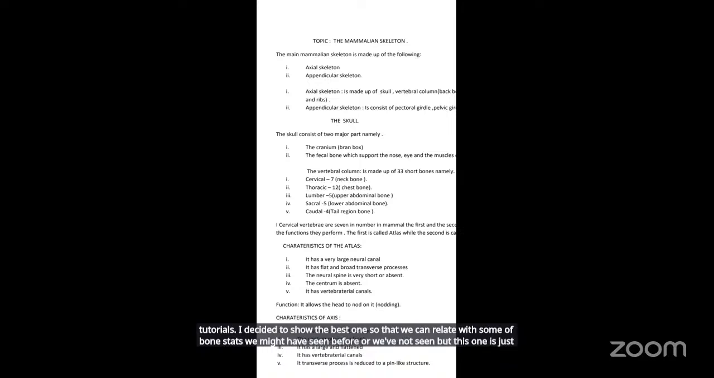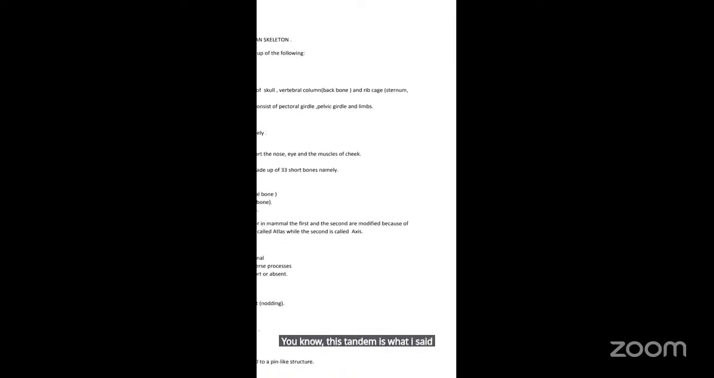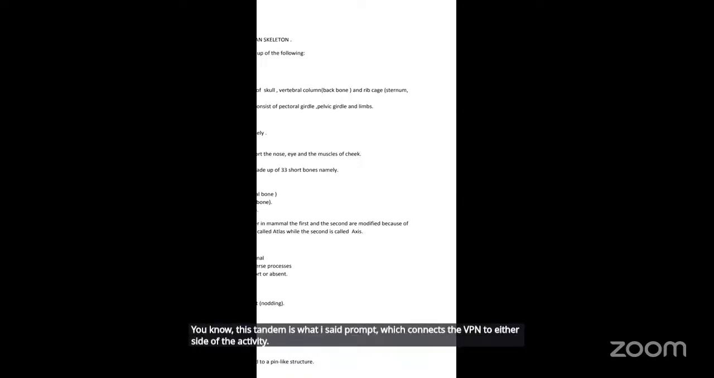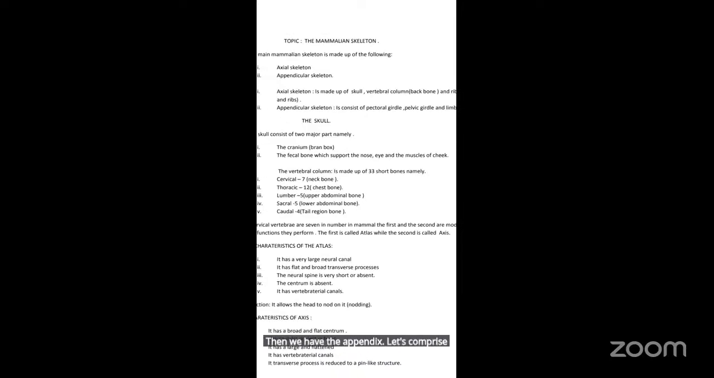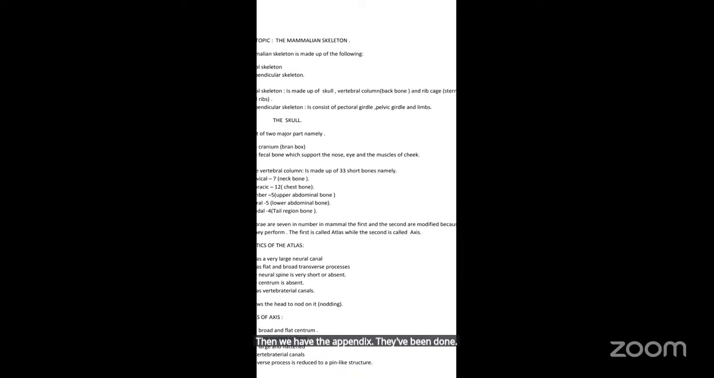The mammalian skeleton is made up of the axial and appendicular skeletons. The axial skeleton, for the purposes of repetition, is made up of the skull, the vertebral column, and the rib cage. The sternum is what I said is the front, which connects the rib cage on either side of the thoracic vertebra. Then we have the appendicular skeleton comprised of the pelvic girdle, the pectoral girdle, and the limbs.